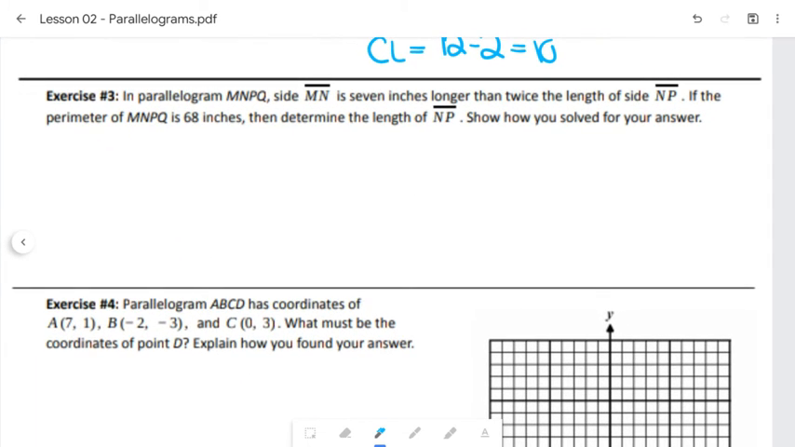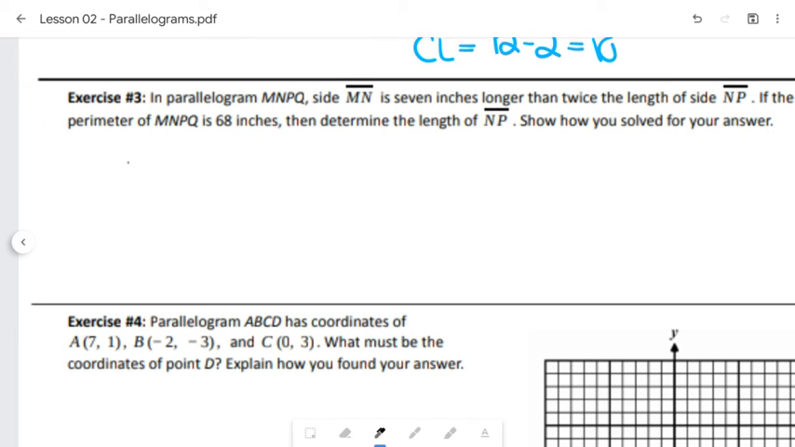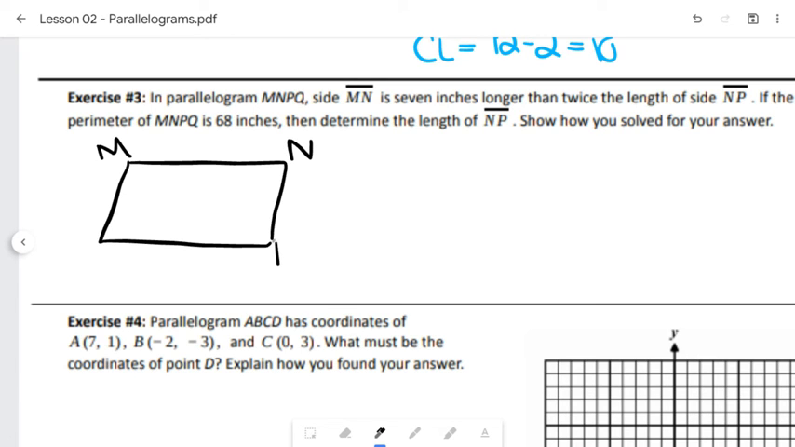If we have another parallelogram, MNPQ, side MN is 7 inches longer than twice the length of NP. If the perimeter of MNPQ is 68, then which of the following is the length of NP? So again, I'm going to recommend that we draw a parallelogram. Now, it never has to be drawn to scale. You never will get points off for what you draw, but you do have to write these in order, like M, N, P, Q.